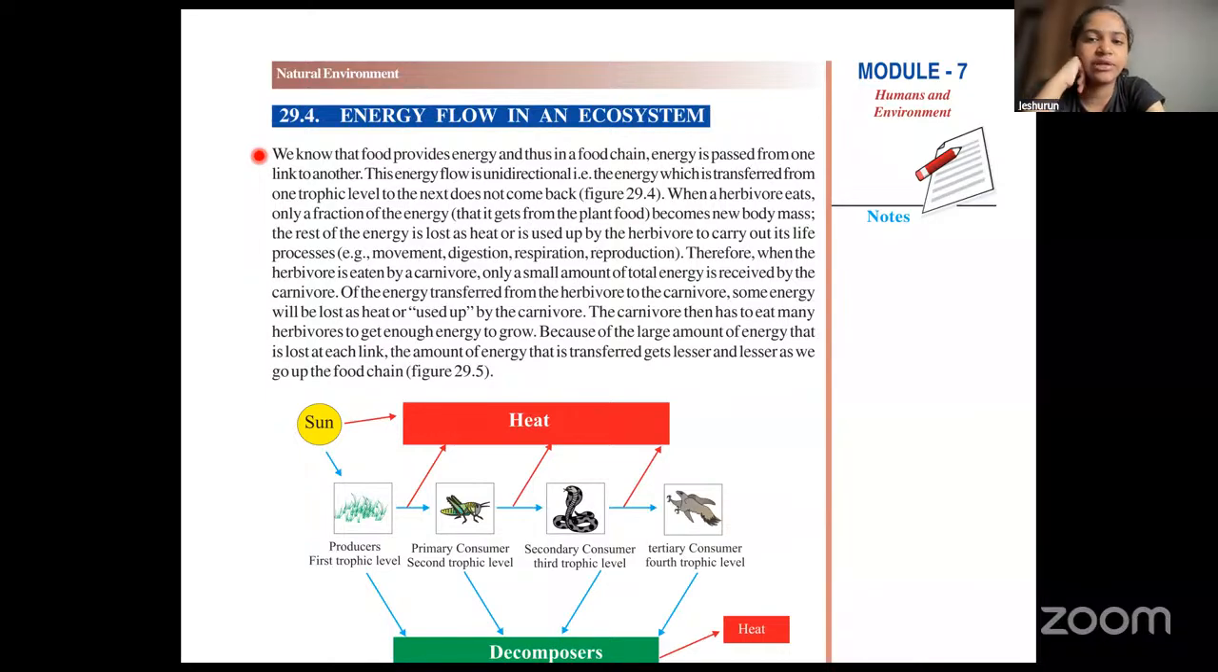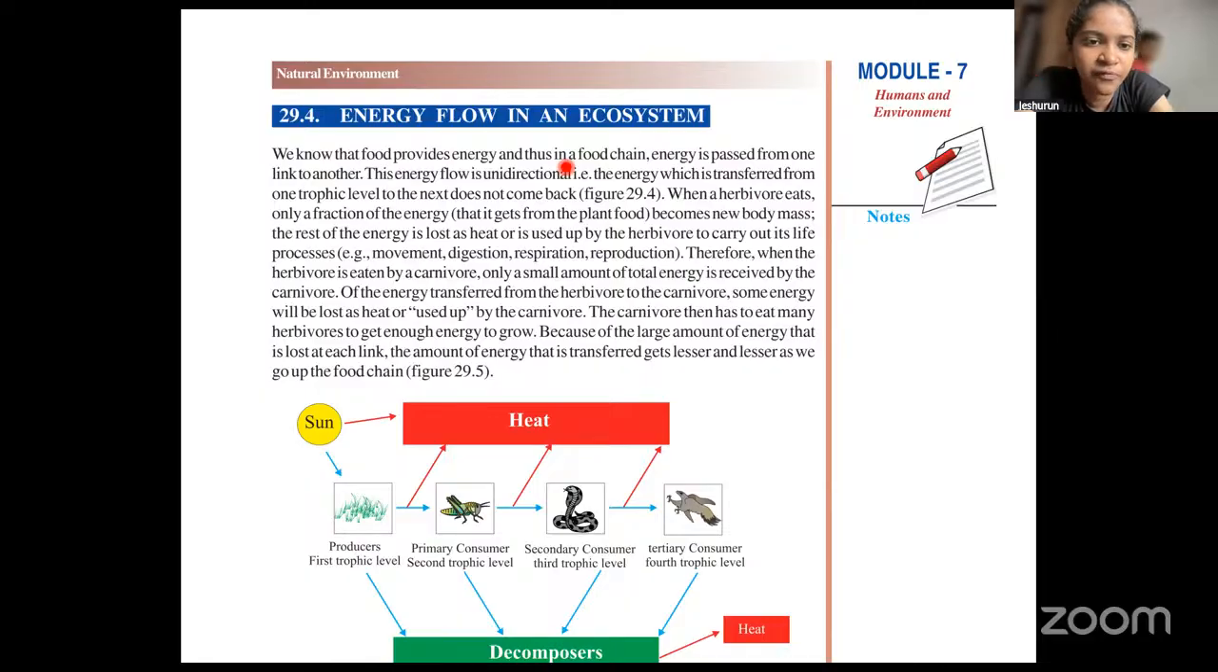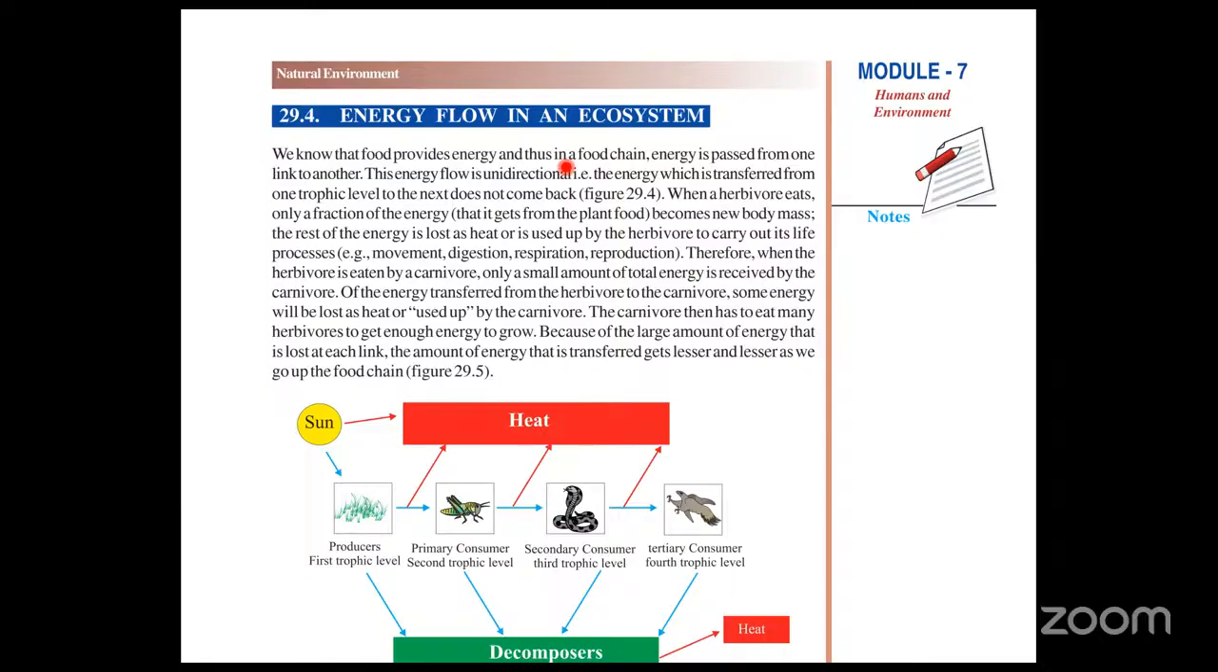Energy flow in an ecosystem. We know that food provides energy, and thus in a food chain, energy is passed from one link to another. This energy flow is unidirectional. That is, the energy which is transferred from one trophic level to the next does not come back. Figure 29. Yeah, this is called unidirectional, guys.